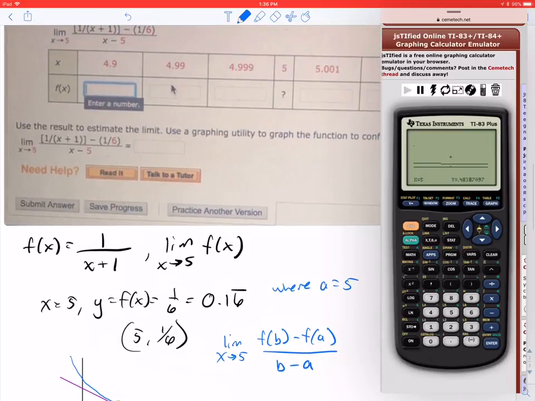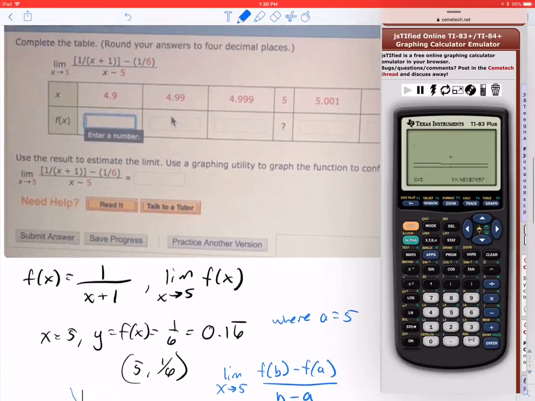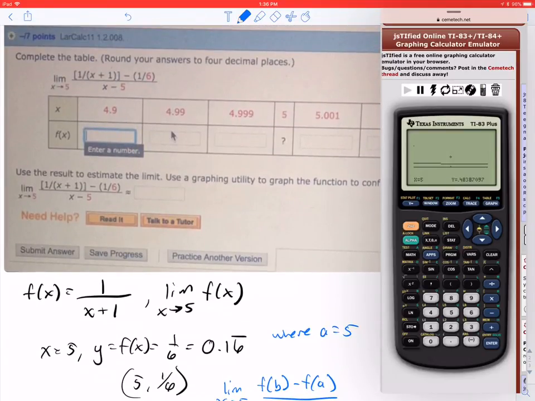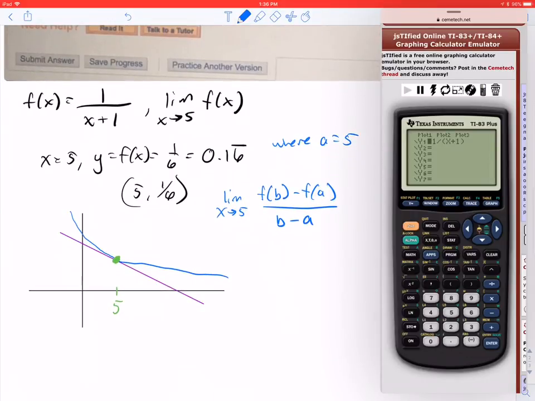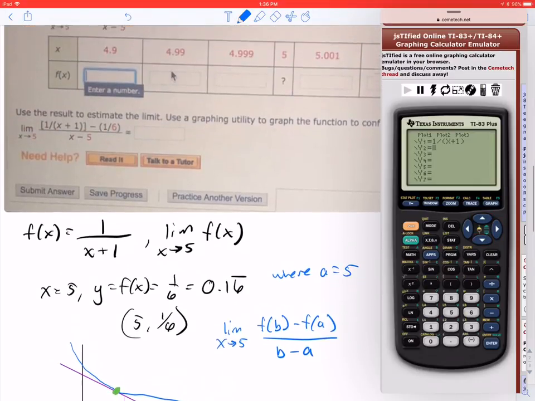So when we fill in the table, let me show you how to quickly fill in the table. I'm going to go to y equals. I'm going to just suppress this, and I'm going to let that stay. I drew my curve like this because we actually do get a negative slope. So let me go ahead and put in what we have going on here.